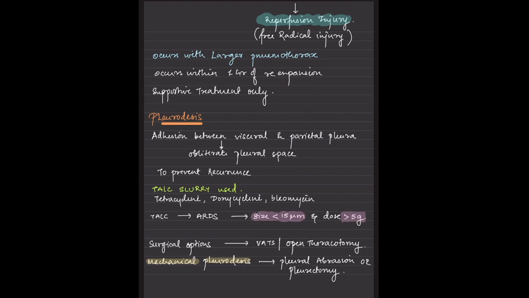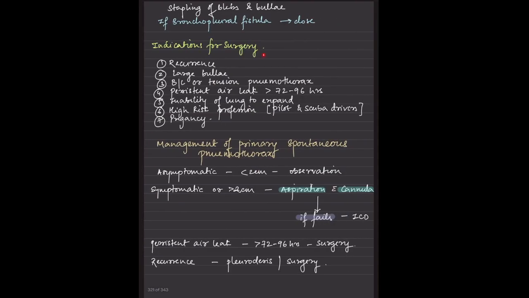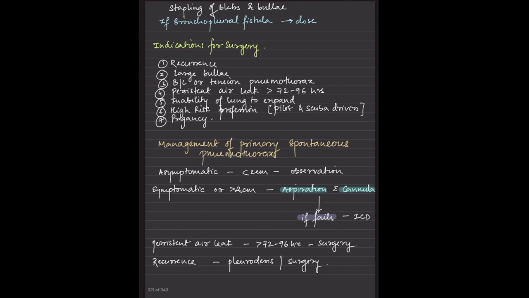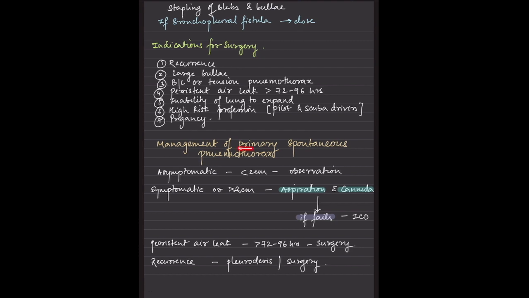Now first we go with needle aspiration, then with the ICD, and if it is not working, then pleurodesis or thoracotomy, or we can go with VATS, the video assisted thoracoscopic surgery, right? So what are the indications for surgery? If it is recurrent, if it is a large bulla, if it is bilateral or a tension pneumothorax, or if it is a pregnancy, or the lung is not expanding even after the ICD has been inserted, and there is a persistent air leak of more than 72 to 96 hours, then we can go with the surgery.